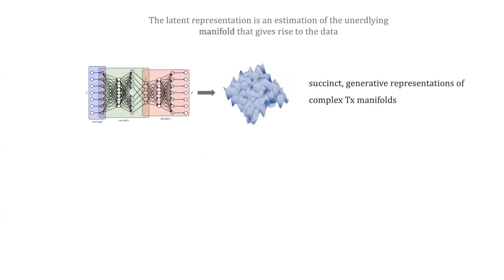And I'm going to close the presentation with some observations about what, again, I think is the most interesting aspect of generative networks in transcriptomics, which is that the latent representation is an estimation of the underlying distribution that gives rise to the data. So, in other words, the latent space can be viewed as a representation of the transcriptional landscape, a landscape that is able to give rise to the different cells that you have in your dataset.